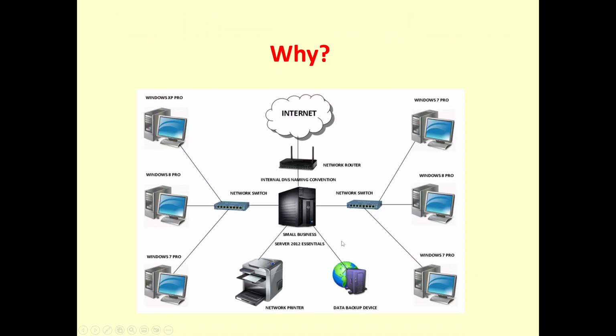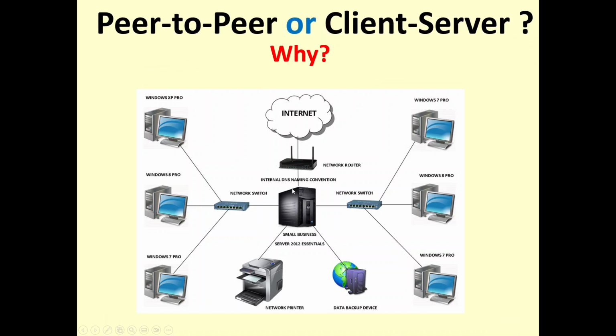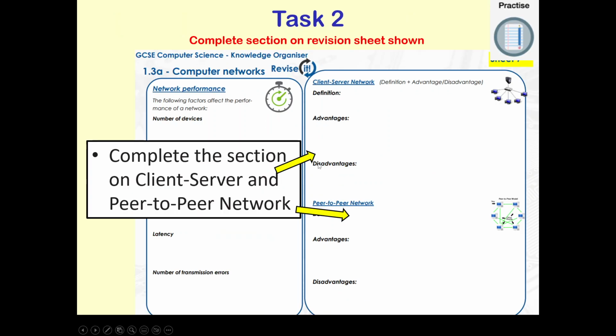How about this one? Well, this is a client-server. There is a central server here which all the computers connect to, right in the middle there. All the files are stored on the central server and all the computers connect to it. So on your sheet, client-server, peer-to-peer, fill in the sections and then Purple Pen on the next section of the video.